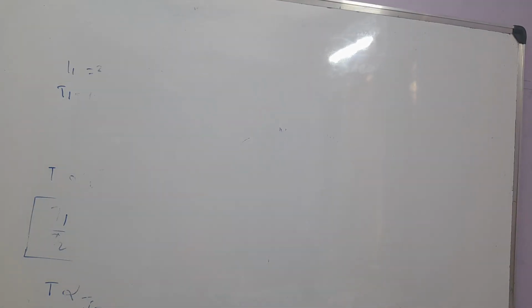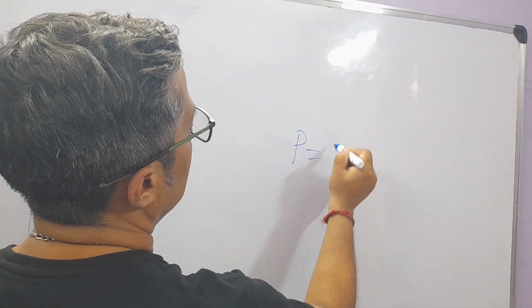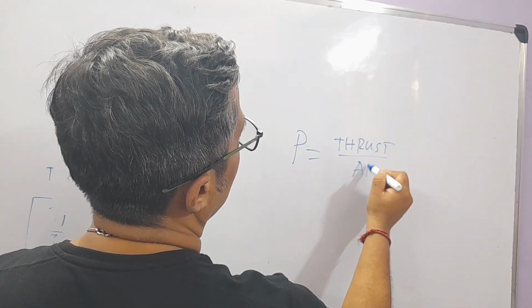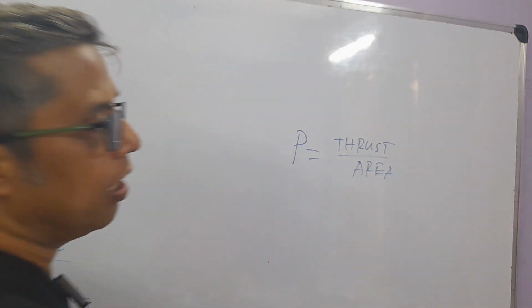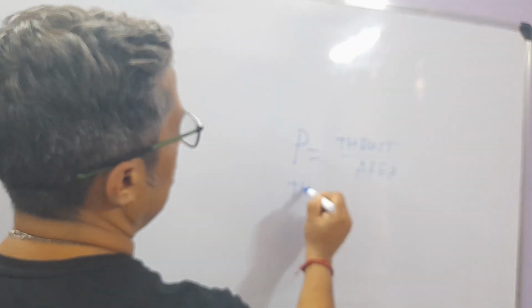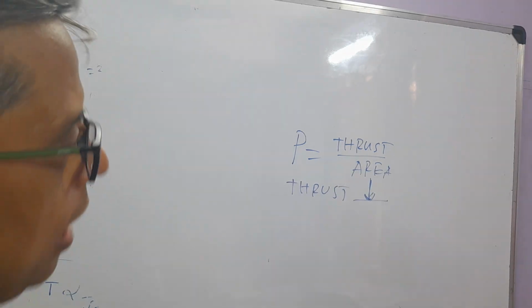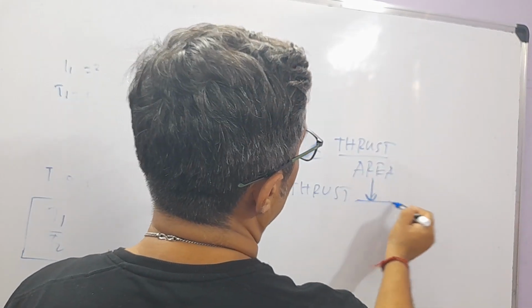Now next is the pressure, right? Okay. So what about the pressure? The basic formula of pressure is equal to thrust by area. Now what is thrust? Thrust is a force acting perpendicular to a surface. Thrust means a force acting perpendicular to a surface. That's called thrust. Any force acting perpendicular to a plane is called thrust.